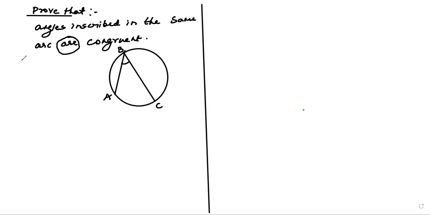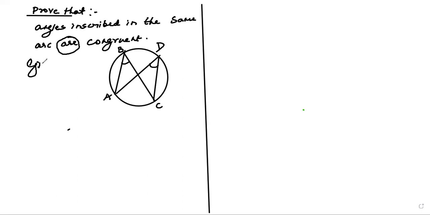But angles, plural word, angles inscribed in the same arc. So look at this angle, children. This angle is also an angle inscribed in the same arc. Like you can see here, I'll name it angle ADC. Angle ADC is inscribed in arc ADC. Angle ABC is inscribed in arc ABC. But ABC and ADC are different names of the same arc. That means these two angles are inscribed in the same arc.